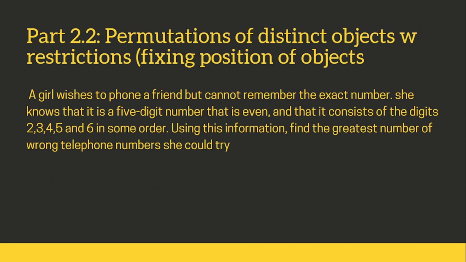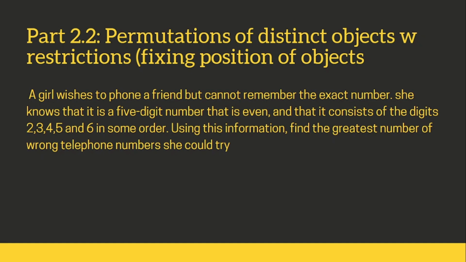Then another question. A girl wishes to phone a friend, but cannot remember the exact number. She knows that it is a 5-digit number that is even, and that it consists of digits 2, 3, 4, 5, 6 in some order. And so using this information, find the greatest number of wrong telephone numbers she could try. So this question, there is a slight twist at the end.